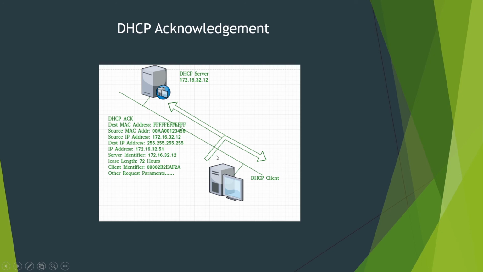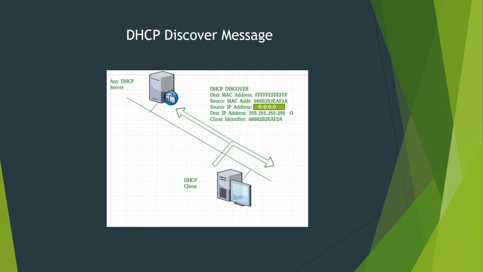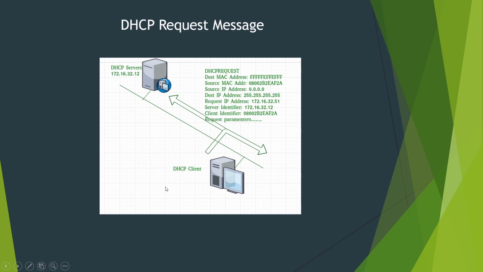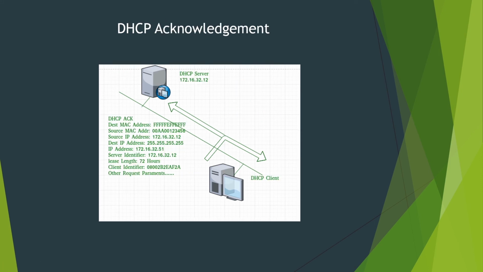So this is the 4-step process in which first we need to discover the DHCP server, and then we get the offered IP address. Then we need to check with every other computer whether the IP address is being used by any other computer or not, and if not, we send the request message asking whether this IP address is free and whether we can use it. Then the DHCP server sends the acknowledgement that you can use this. So this is the basics of DHCP assigning an IP address to a computer.